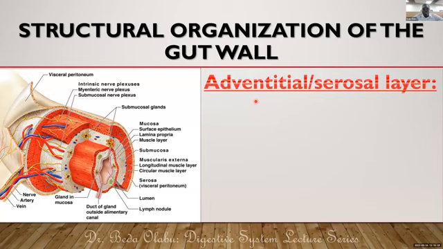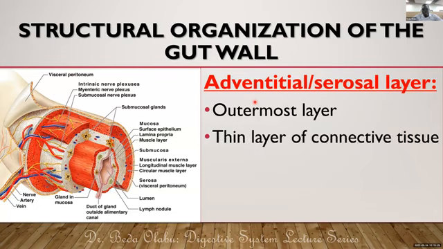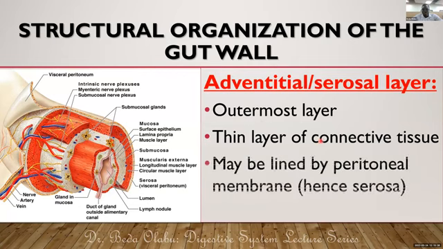Now let's talk about the last layer, the adventitial layer. The adventitial layer is the outermost layer. This outermost layer consists of a thin layer of connective tissue, and this thin layer of connective tissue may be lined by peritoneal membrane. Now, the peritoneal layer that will be lining it is the visceral peritoneum. If it is lined by peritoneum, then it is termed serosa. If it is not lined by peritoneum, then it's termed adventitia.